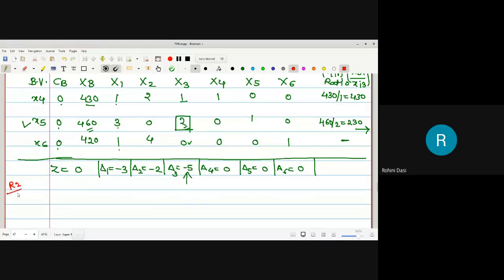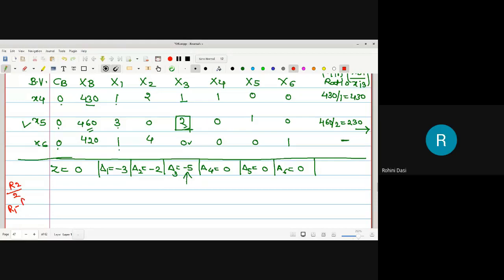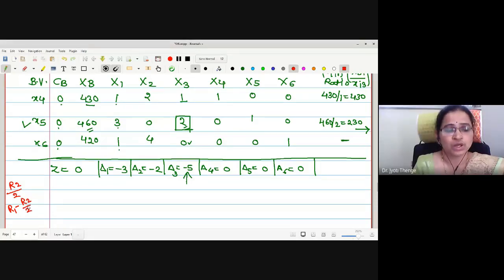R2 by 2. Yes, ma'am. Good. And R1 minus R2 by 2. Remember one thing, you should do the row operations, or convert the remaining elements to 0, by using this row containing the pivot element.